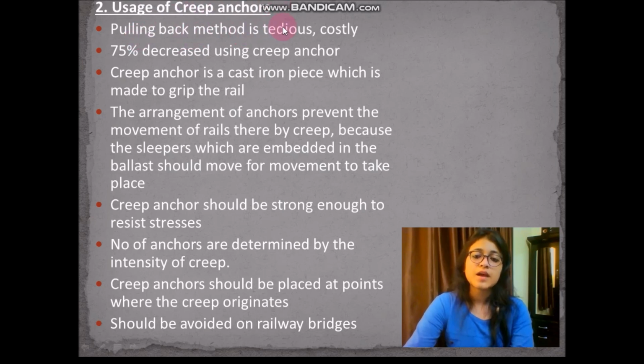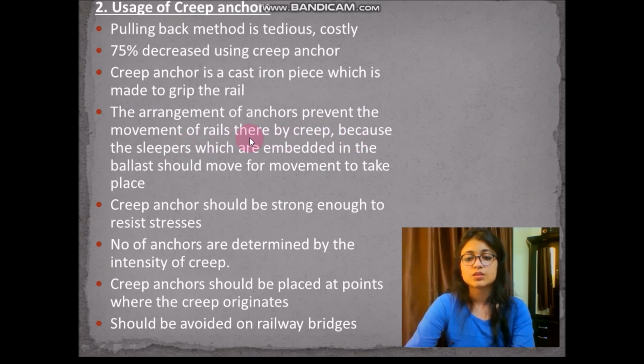So the pulling back method is tedious and costly. Creep is decreased by 75% using creep anchors. So 75% of the time you will see that by using creep anchors we are preventing the creep. A creep anchor is a cast iron piece which is made to grip the rail. It holds the rail in its position so that it cannot move. The arrangement of anchors prevents the movement of rails, thereby creep.